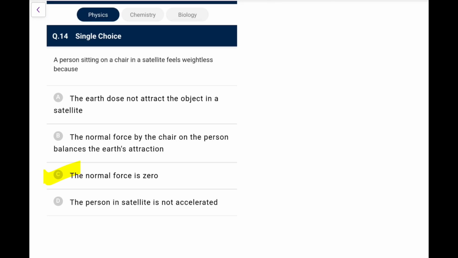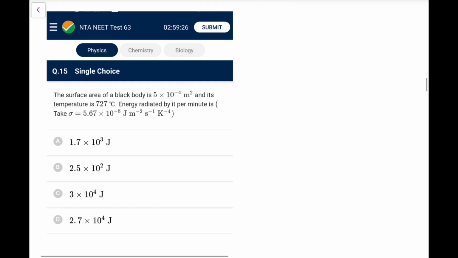Earth is still attracting, the normal force is not balancing because it is 0. And the person is accelerated because in a satellite it is in free fall, it is accelerated.